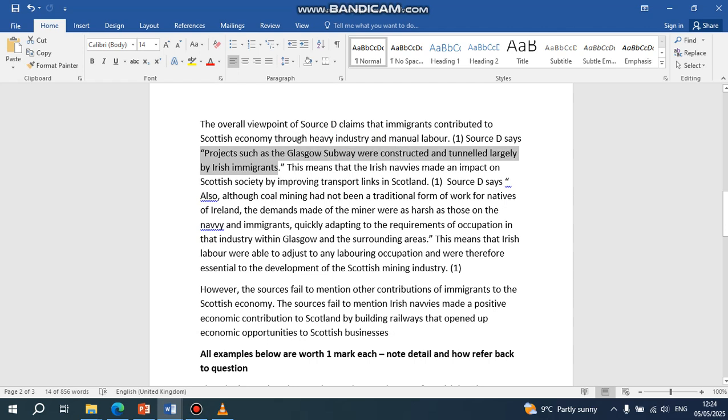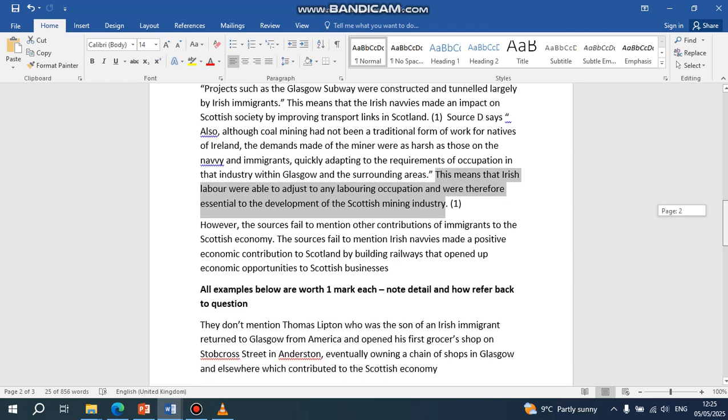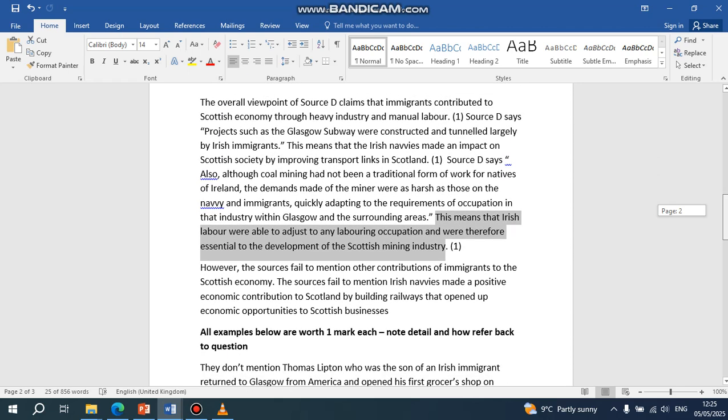And then we've got source D also says, and talks about coal mining. And are able to adjust to any labour and occupation, and therefore essential to the development of the Scottish mining industry, which they were. Often we associate the Lithuanians with the mining industry, but actually the Irish were very involved in the mining industry in Ayrshire and North Lanarkshire as well. So that's the quote and explain and the overall viewpoint. So in theory, we have 6 marks on board just now, so we've got 4 more to play for.